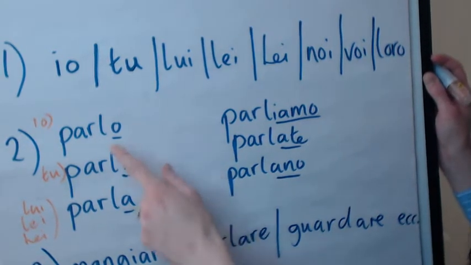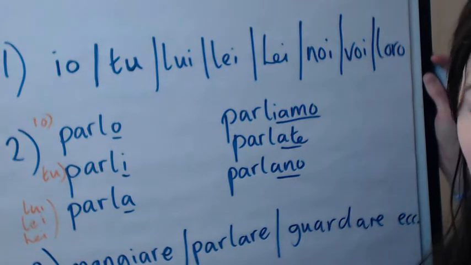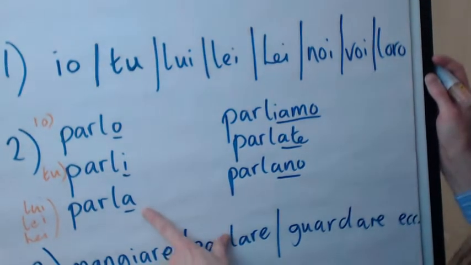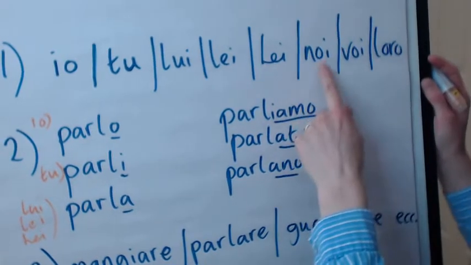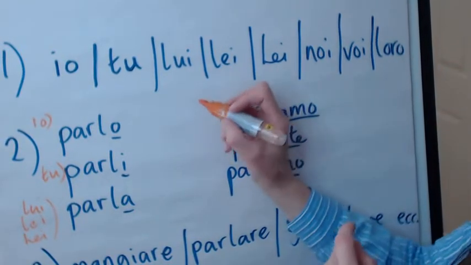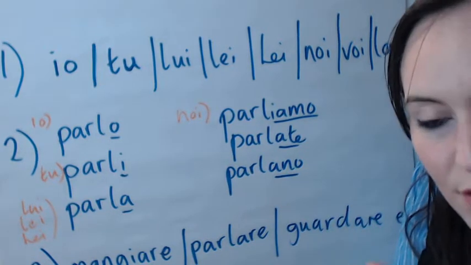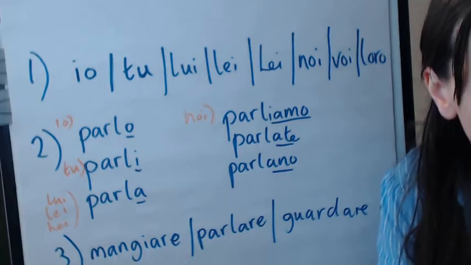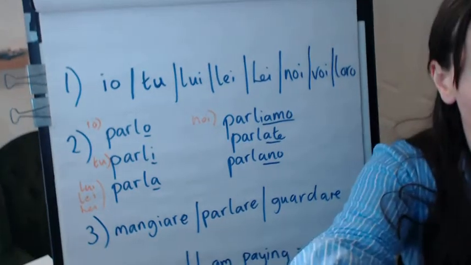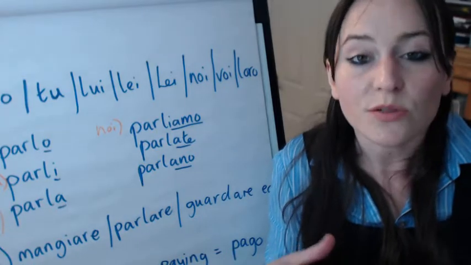So, io parlo, tu parli. Lui, lei, or the formal lei meaning you, parla. Parliamo. So that's from the noi pronoun. Whenever you have a verb in the present tense in the noi form, that means we. We are doing something, or we do something.